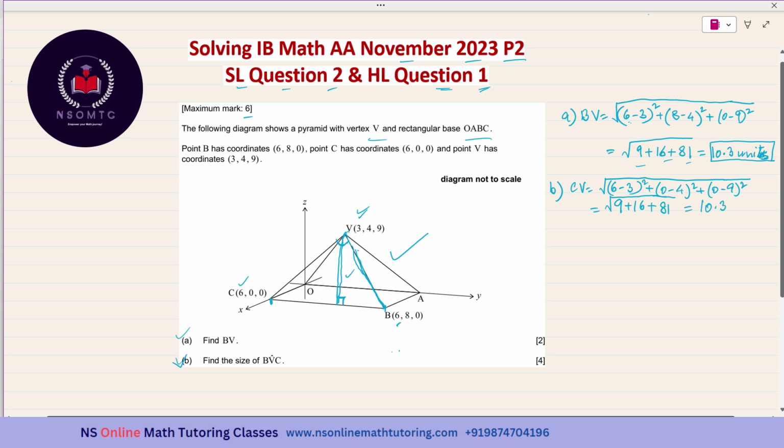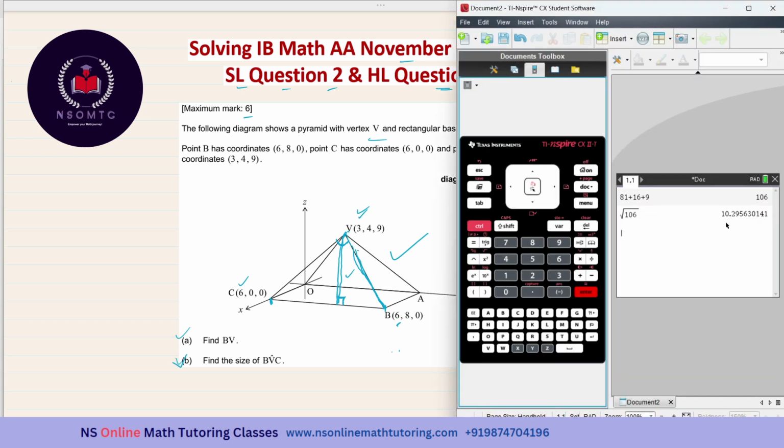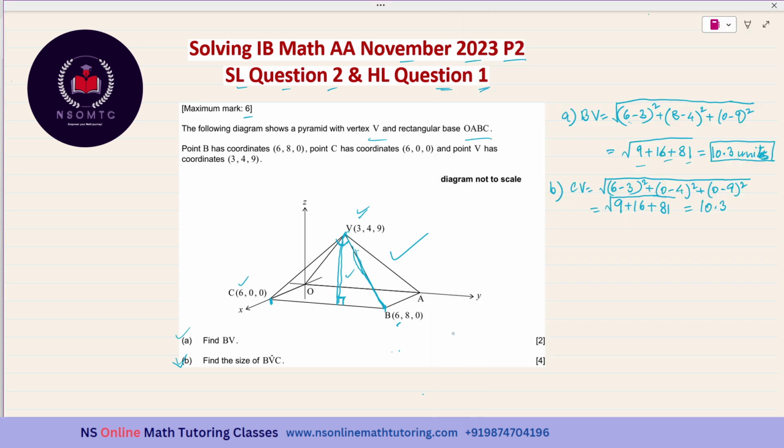Let us not take up to 3 significant figures, because for the final answer we always take up to 3 significant figures, but for further calculation I don't ask my students to take up to 3 significant figures. So let me get more digits. It was not 10.3, rather it was 10.2956. Let me write this so that I will be taking this one. This is 10.2956, and this will also be the same, 10.2956.